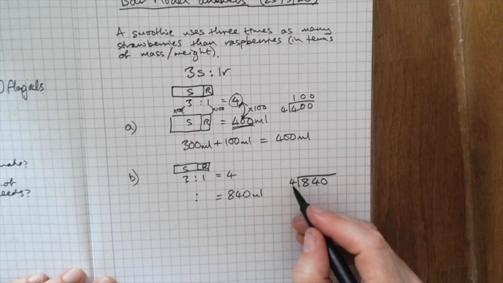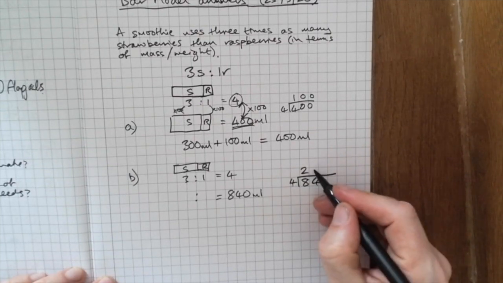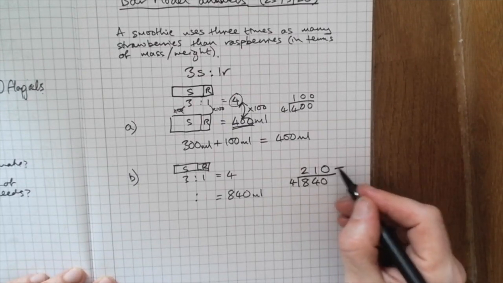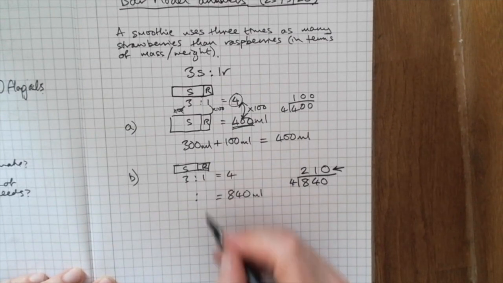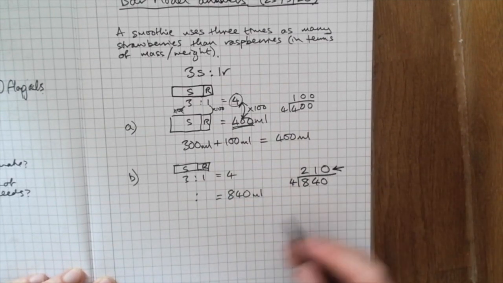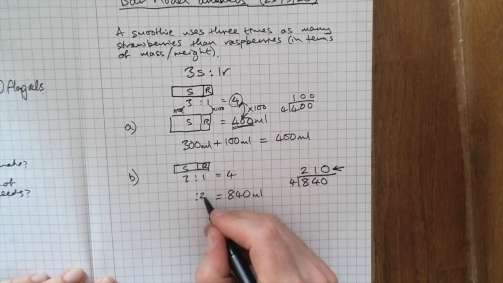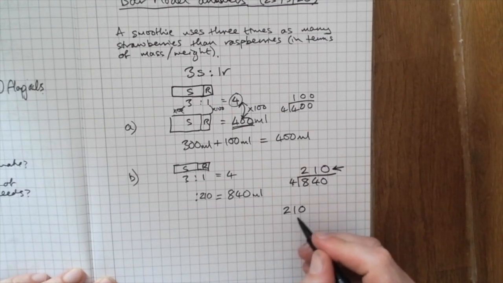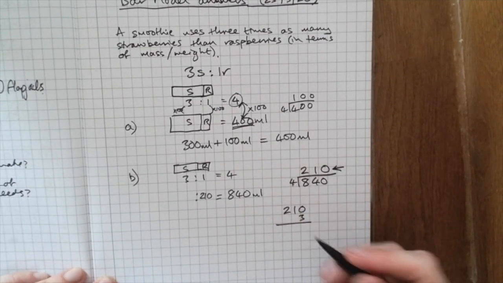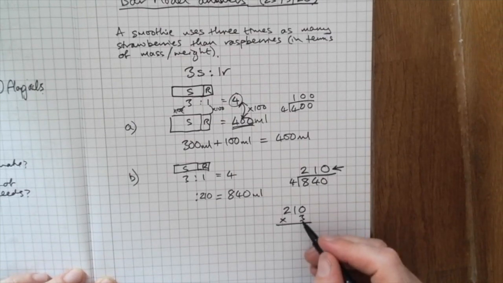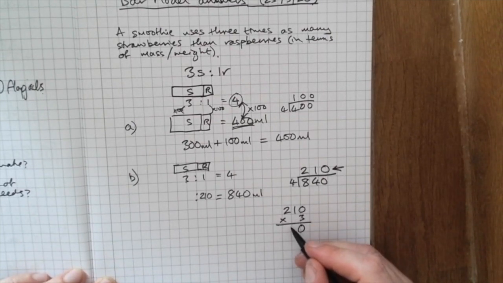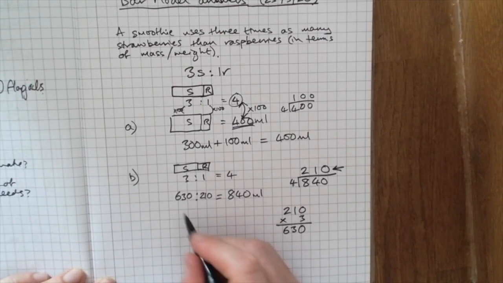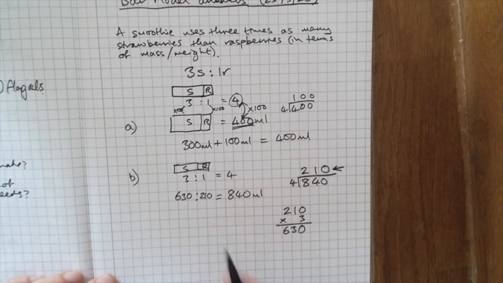840 divided by 4. 4 into 8 goes 2, 4 into 4 goes 1, 4 into 0 goes 0. That's my number. This is my multiplier here. So it's quite simple for the raspberry: 1 times 210. I don't really need to do anything other than put 210 there. For the strawberries, 3 times 210, if I'm not sure, I could just work it out using the column method. So 3 times 0 is 0, 3 times 1 is 3, 3 times 2 is 6. So then I've got 630 millilitres of strawberry, 210 of raspberry.